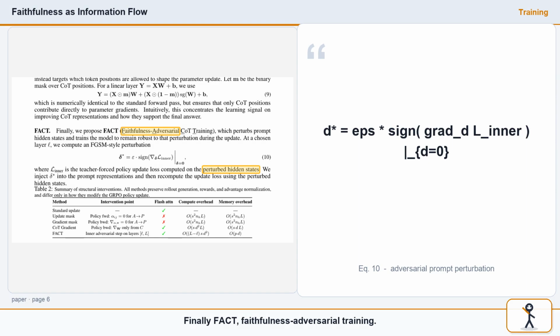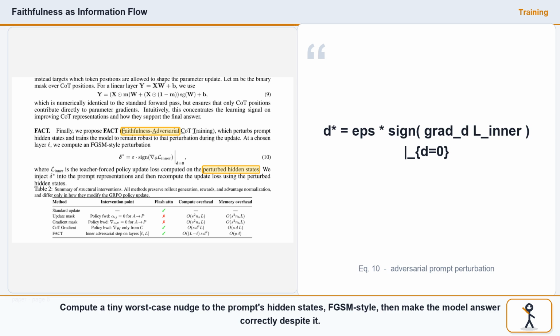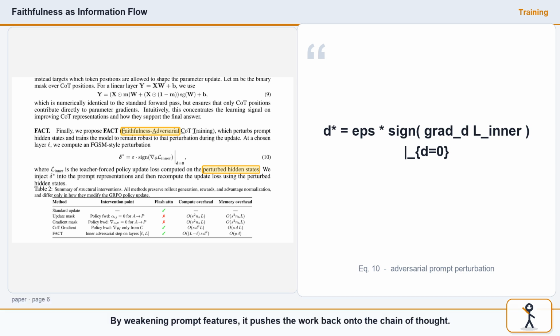Finally, FACT, faithfulness adversarial training. Compute a tiny worst-case nudge to the prompt's hidden states, FGSM style, then make the model answer correctly despite it. By weakening prompt features, it pushes the work back onto the chain of thought.